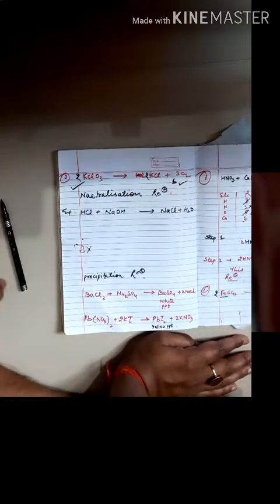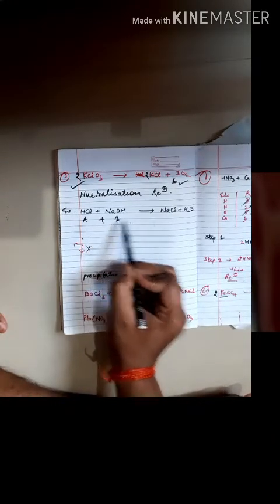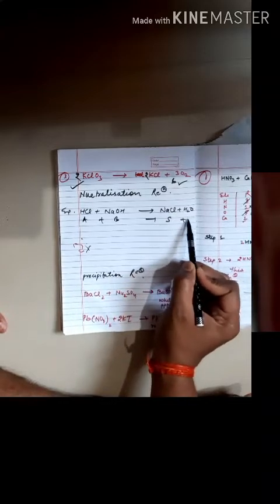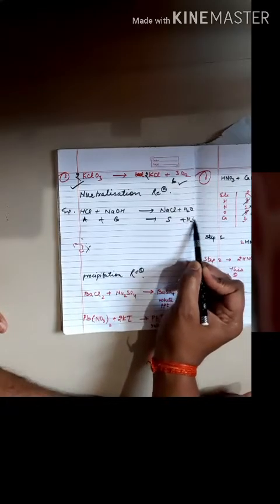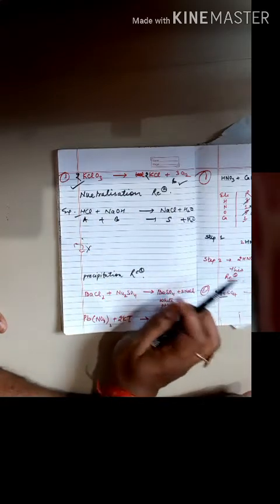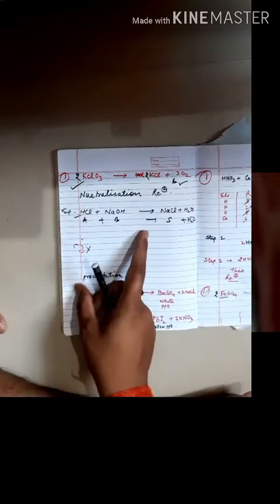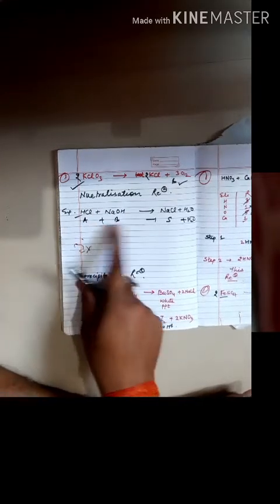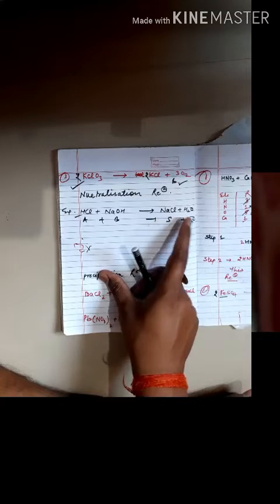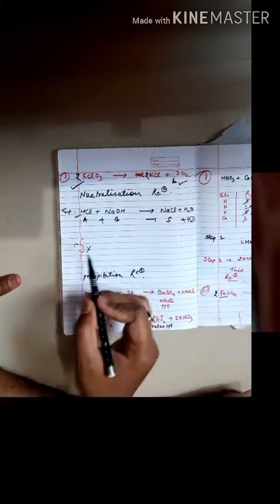Now students, what are neutralization reactions? Earlier I told you, acid plus base gives salt plus water. So this is one example. This reaction is called a neutralization reaction. When acid is mixed with base, then salt along with water is formed. This reaction is known as a neutralization reaction.